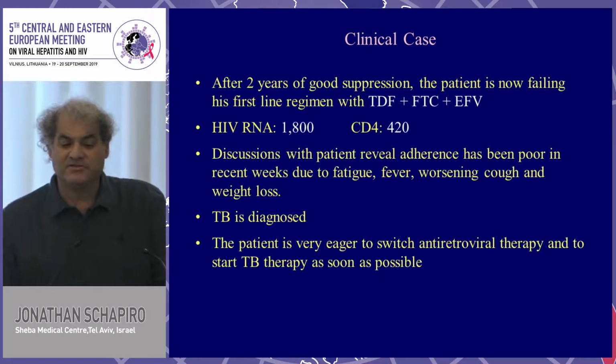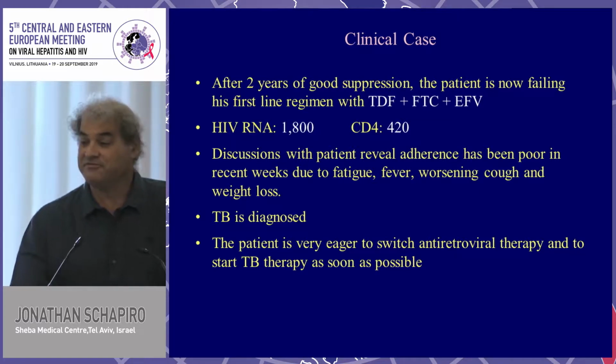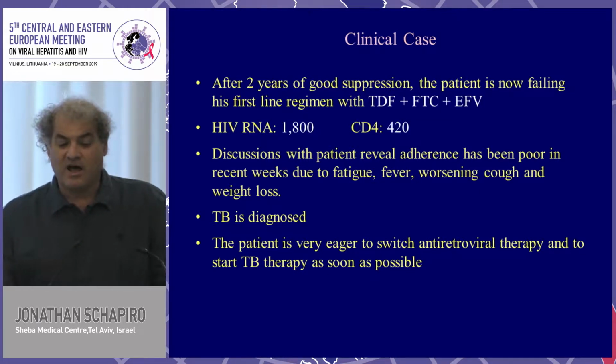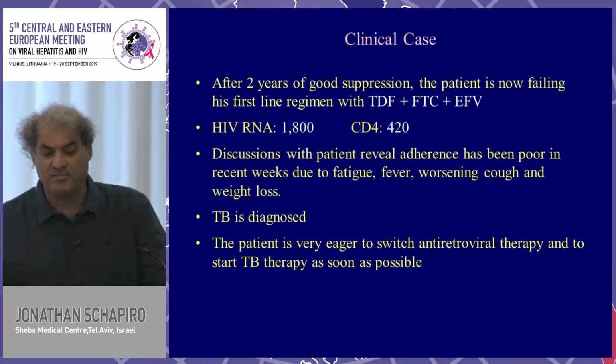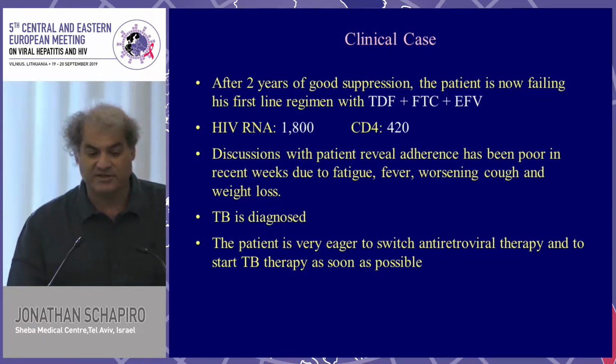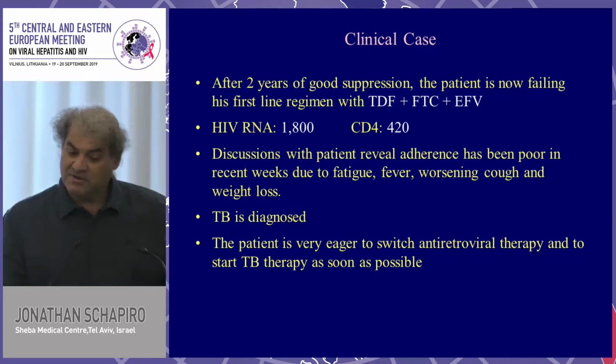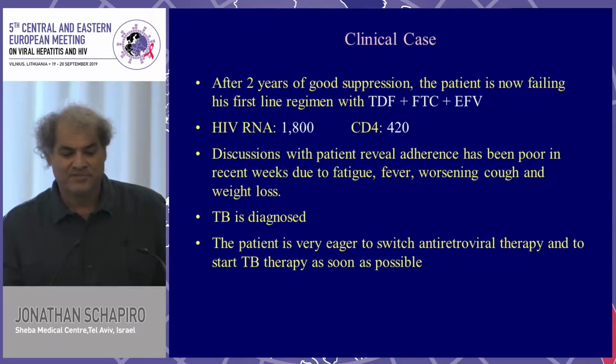So after 2 years of good suppression, the patient is now failing on a regimen of tenofovir, emtricitabine, and efavirenz. Viral load has just started to come up at 1800. CD4 is still very good. And when we discussed with the patient, we revealed the adherence has been poor for quite a few weeks due to increasing fatigue, fever, worsening cough, weight loss, and we diagnosed TB.